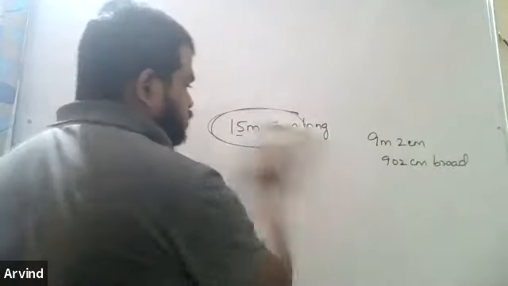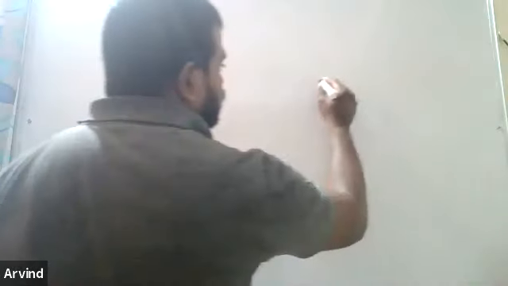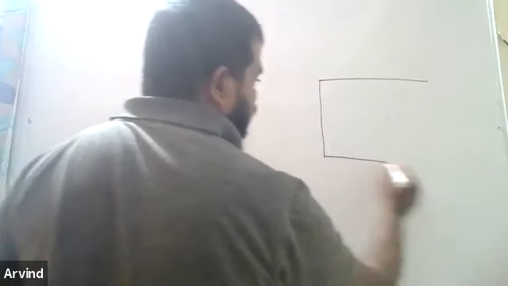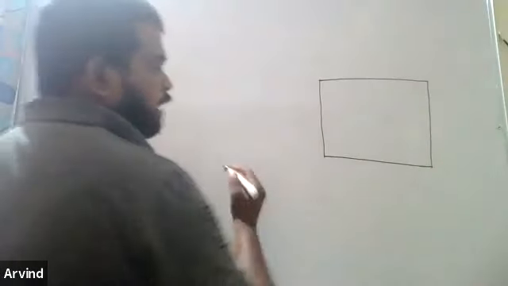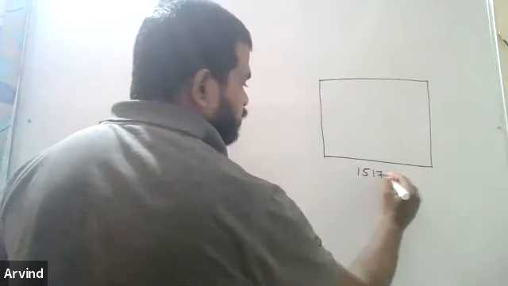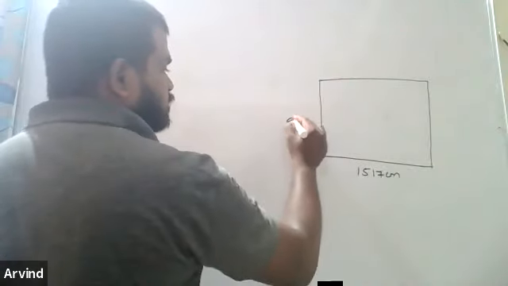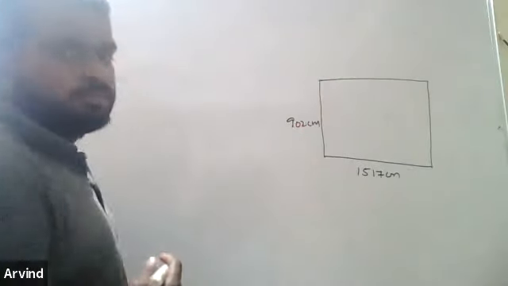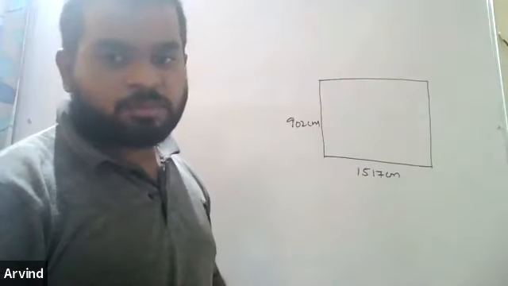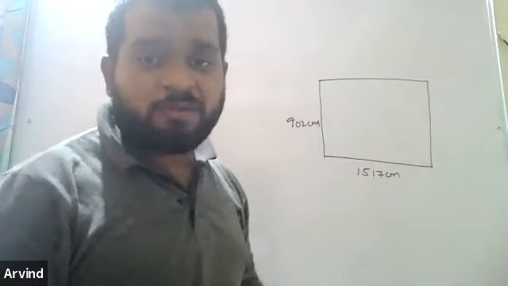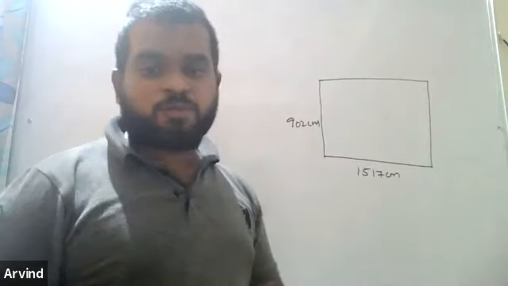Now here the question actually says you got a ceiling. This is the ceiling. The length of the ceiling is 1517 centimeter, and the breadth of the ceiling, or the width, is 902 centimeter. What should we do? We have to put square tiles in it, and we need only the minimum number of square tiles.